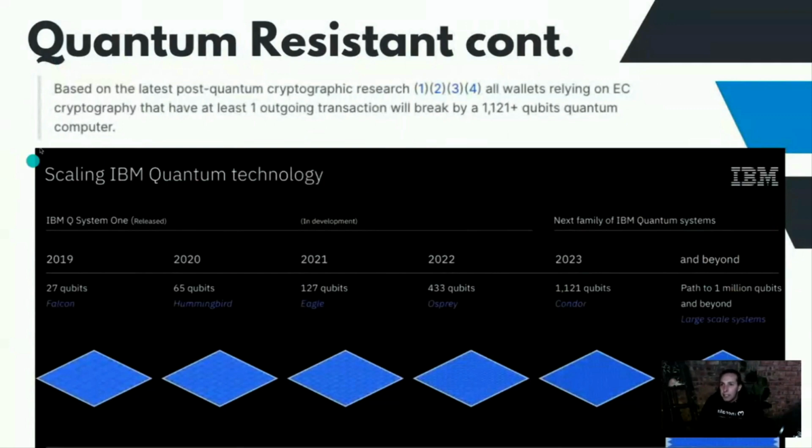So if we take a look at this, I took this out of a snippet that says, based on the latest post-quantum cryptography research, all wallets relying on elliptic curve cryptography that have at least one outgoing transaction will break by a 1121 plus qubits quantum computer, which is the one that IBM wants to release next year. So there it is. These are the ones that they currently have. This is the one that they're busy with. That's the one that's coming. So this is the one that's going to cause havoc if they do in fact bring that out.